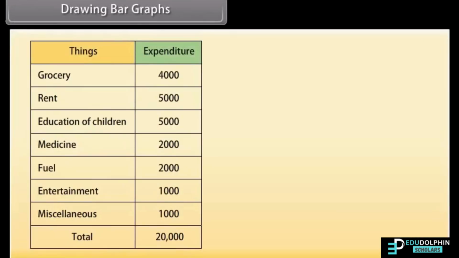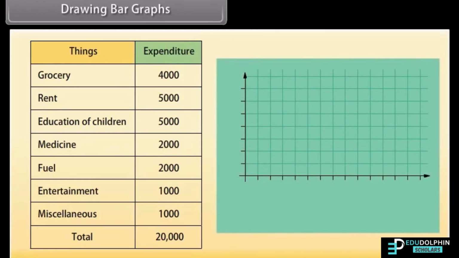Drawing bar graphs. Now we will learn how to draw the bar graph. Look at this table. This shows the data of the expenditure of the family with a monthly income of 20,000. Let us draw a bar graph of this data. For making the bar graph, we use the things given on the horizontal axis and expenditure on the vertical axis. Mark the things and the expenditure on both the axes. Here 1 means 1,000, 2 means 2,000.